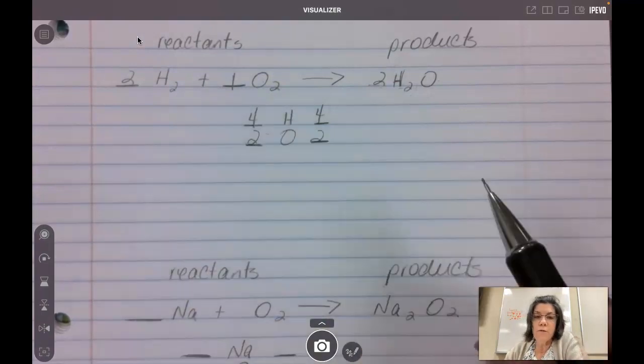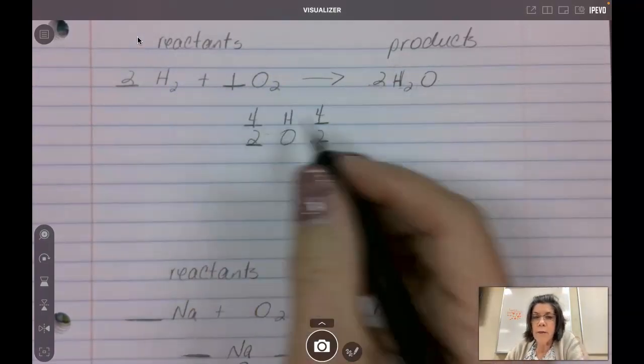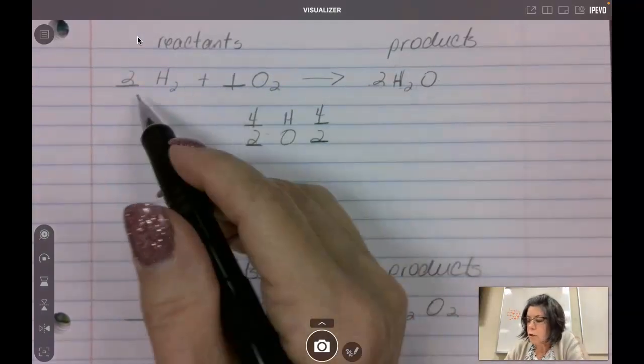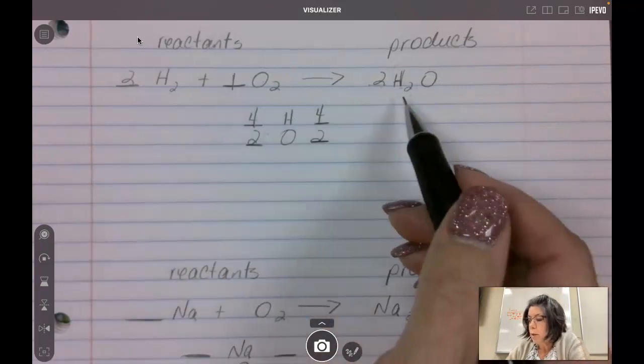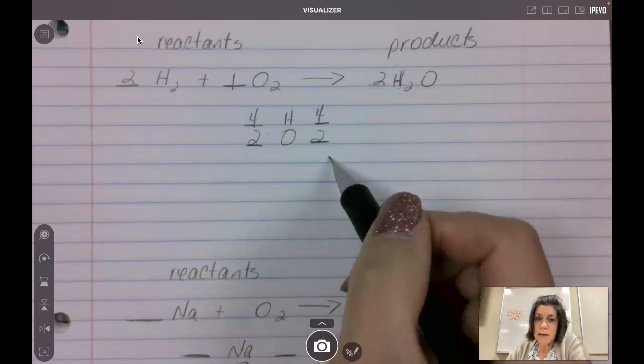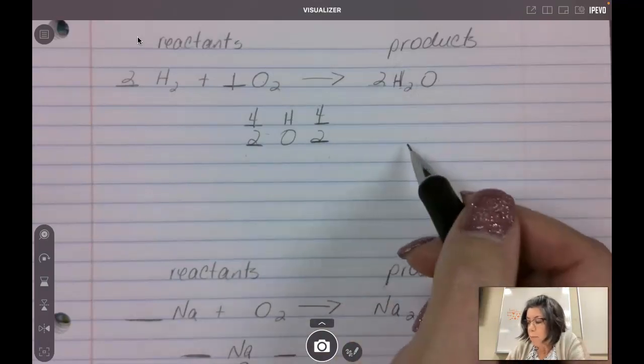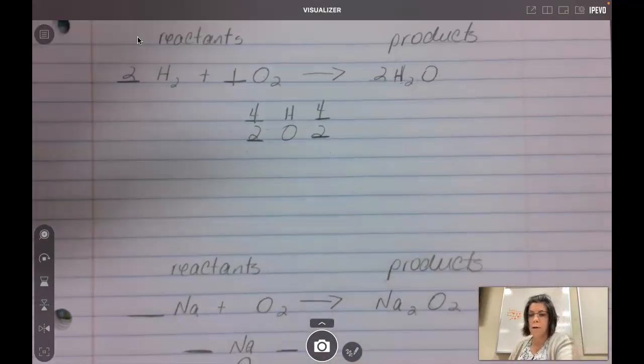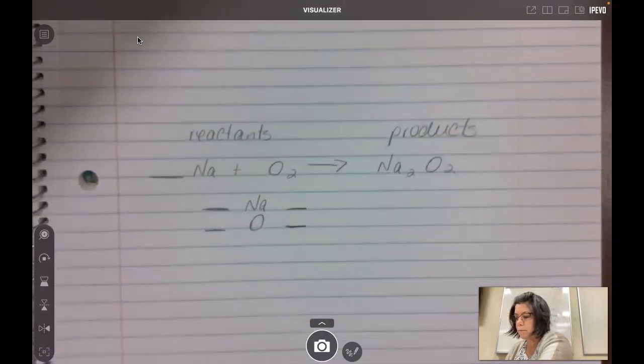Normally I would not put a number in front of that, but we're balancing it. So now this chemical equation is balanced. 2H2 plus O2 equals 2H2O. We have 6 atoms over here, 6 atoms over here. They're rearranged, but they are still the same number. All right, let's do another one.